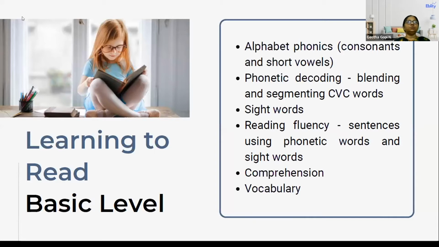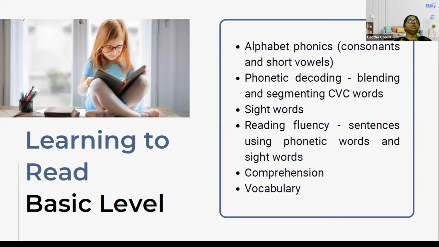So the first consonant could be a T. The vowel in the middle could be an A. The consonant at the end could be a P. So T, A, P, tap. This is an example of a CVC word: three-letter words with the vowel in between.